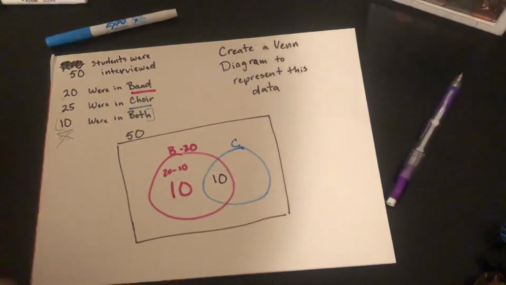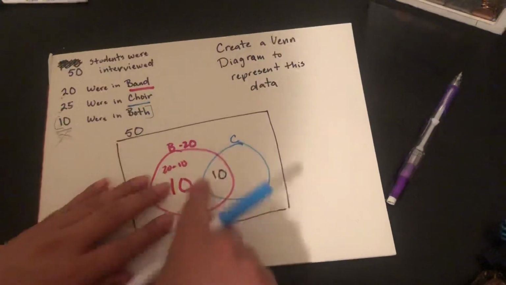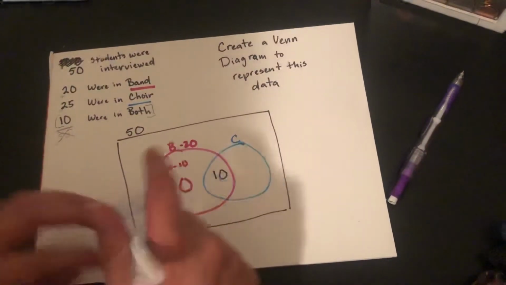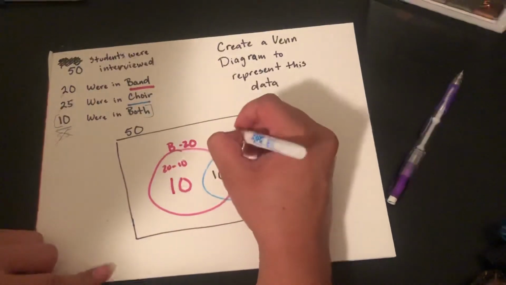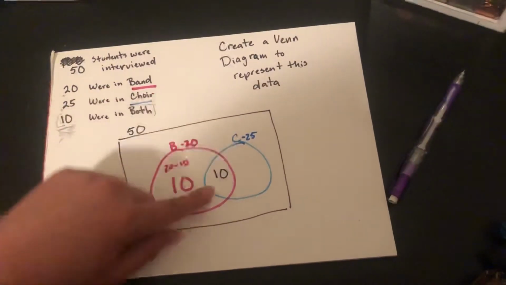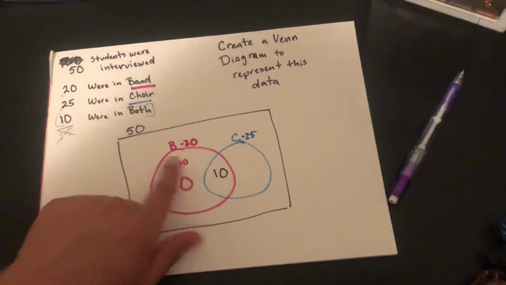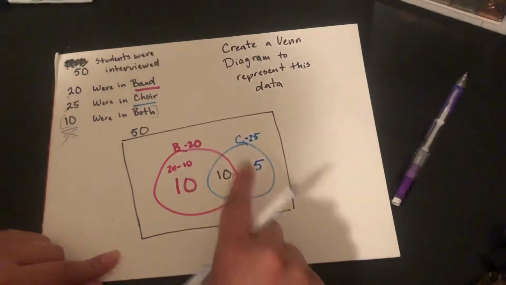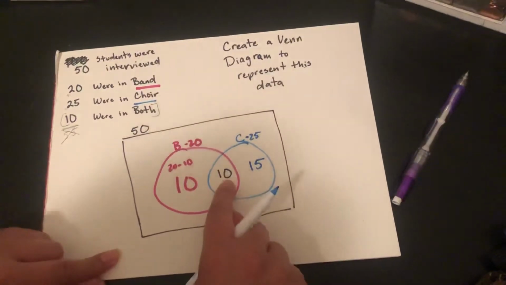Same thing for my choir. This entire blue circle represents a total of 25 kids. Of those 25 kids, 10 are already in band and choir. So I only have 15 who are only in choir and not in band.